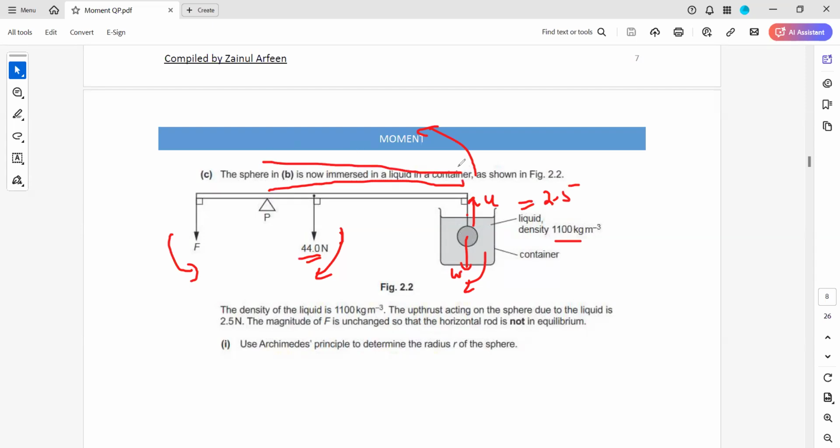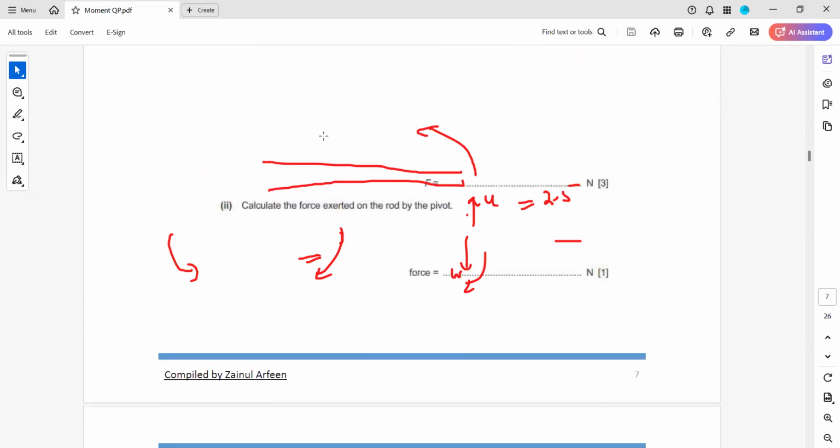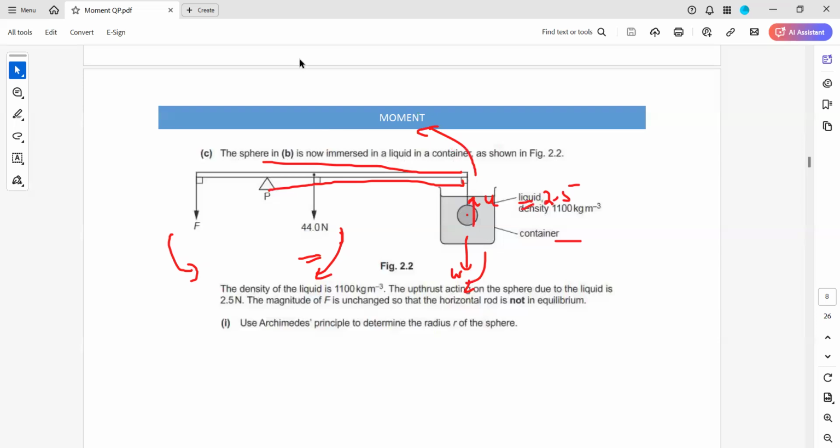And what is the distance from the pivot? Originally this distance from the pivot was 1.1. So this distance is 2.9. So what we have to do is just 2.5 multiplied by 2.9, and we'll get the resulting turning effect, which is 7.3 Newton meter. And in which direction will it cause this turning effect? It is anti-clockwise, as you can see, opposite to the direction of the clock.